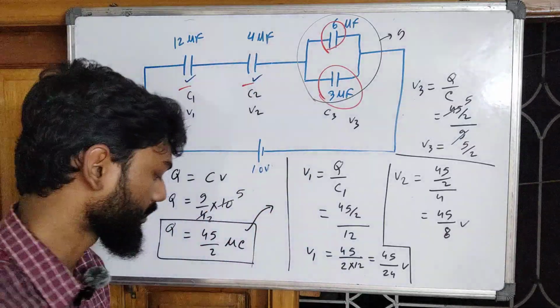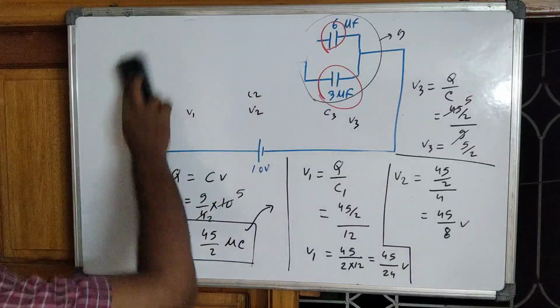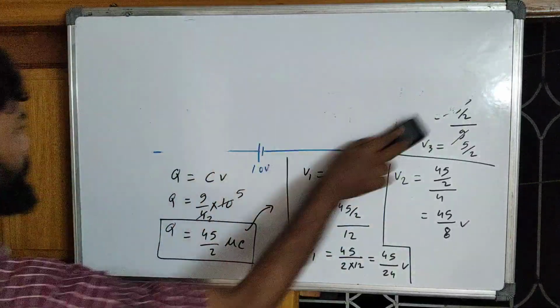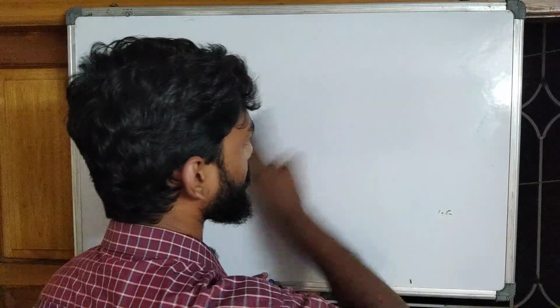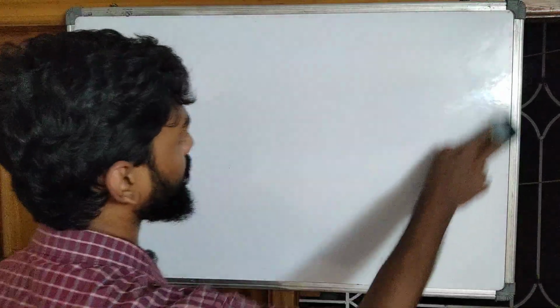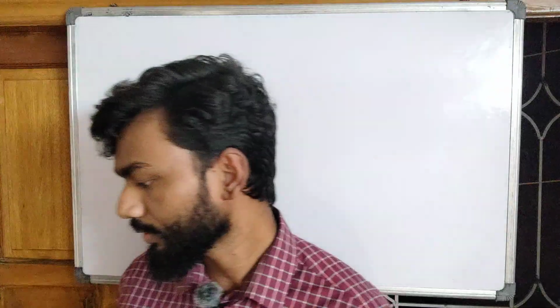And let's do another problem. All right, let's do another problem. And the problem is like, find out the charges on each capacitor and the voltage between the capacitors. All right, so voltage and charge, same problem like the previous one.